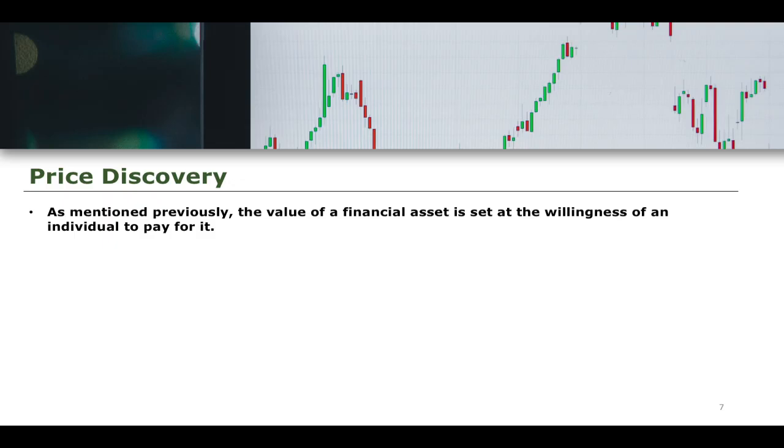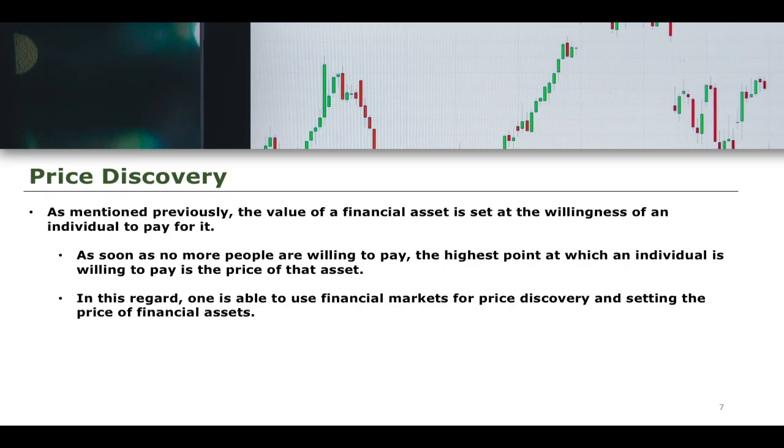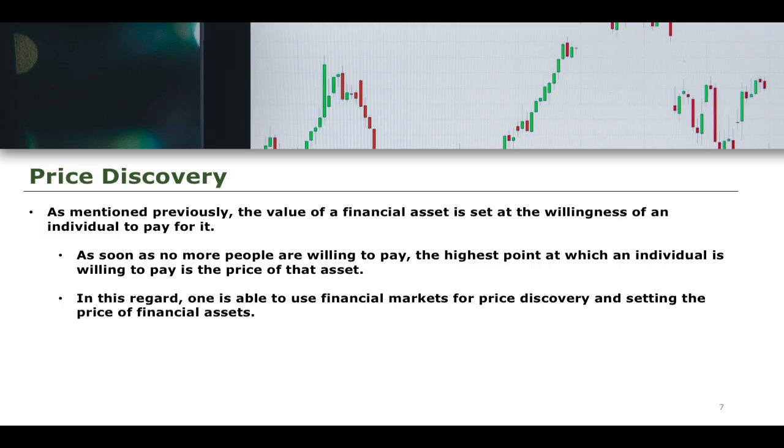Another function of financial markets is this issue of price discovery. As we mentioned previously, the value of a financial asset is set at the willingness of an individual to pay for it. As soon as no more people are willing to pay, the highest point at which that individual is willing to pay is the price of that asset, essentially. The price of the asset is set at the highest point at which somebody is willing to pay. In this regard, therefore, one is able to use financial markets for price discovery. Okay, price discovery is essentially for the setting of the price of financial assets. And again, this is representative as another reason for why we use financial markets and their functions.